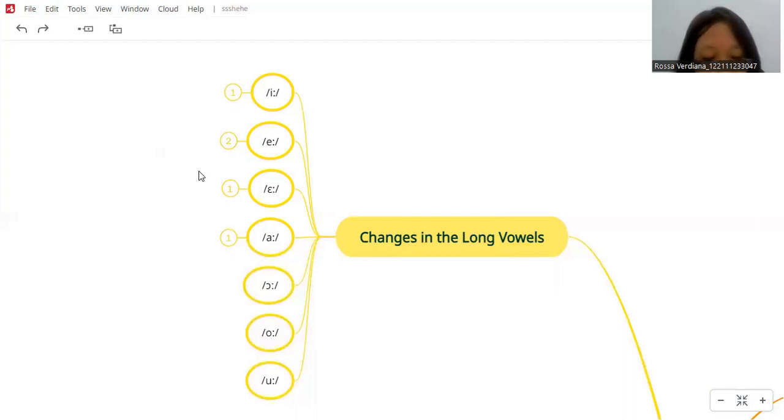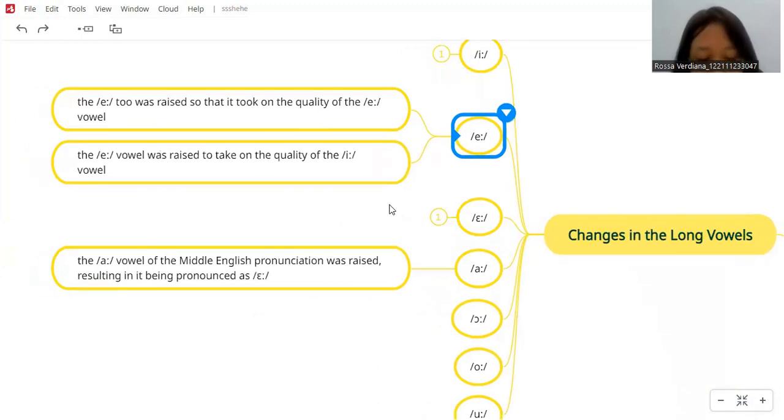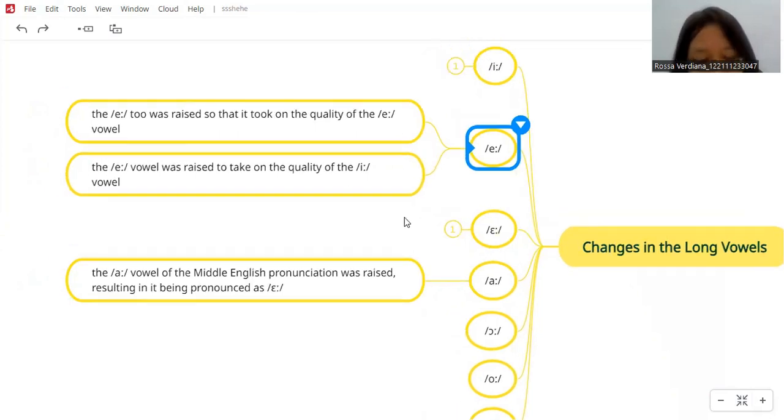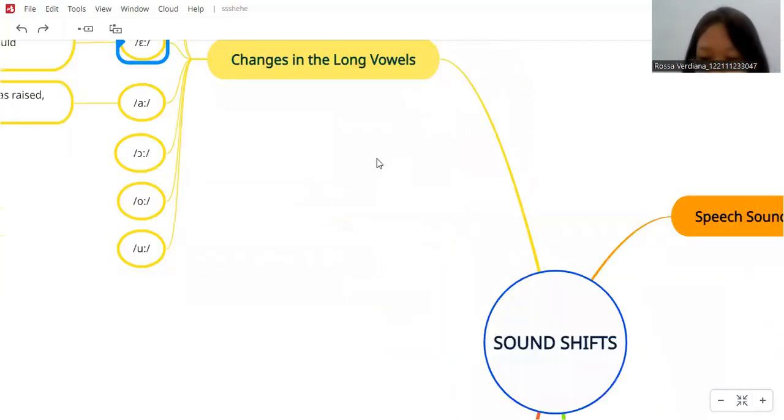Okay, the vowels of the Middle English pronunciation A. The A was raised, and as a consequence of this, the A vowel was raised to take on the quality of the tongue A. This material is presented by.